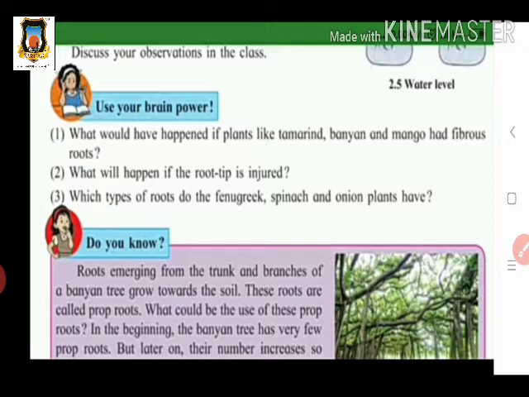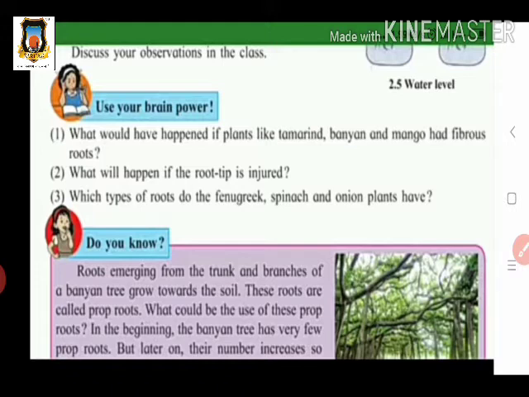Which types of roots do the fenugreek, spinach and onion plants have? So you should find out all the answers of these questions, okay, by using your brain power, because here we study about the types of roots and their function also. So also we know the function of root tip. Also we know the types of root, that is the fibrous and taproot.